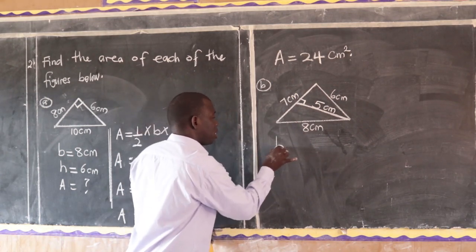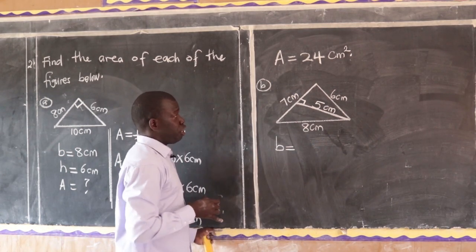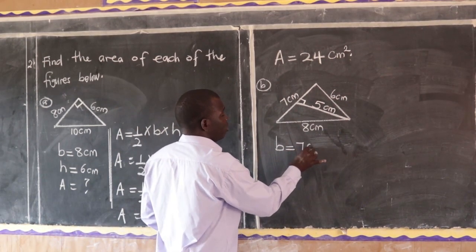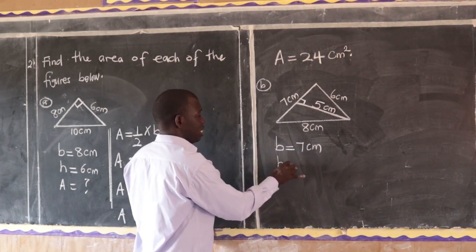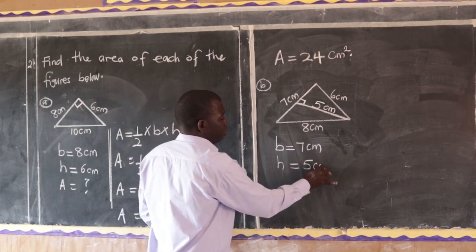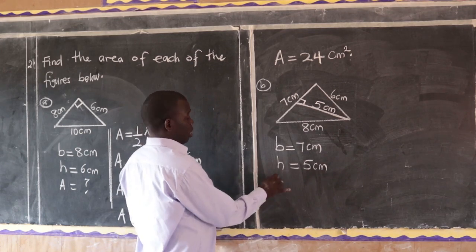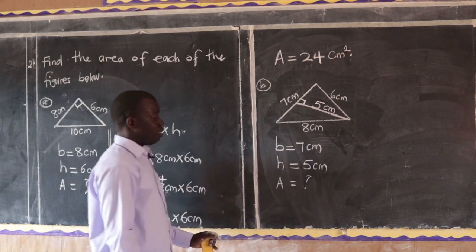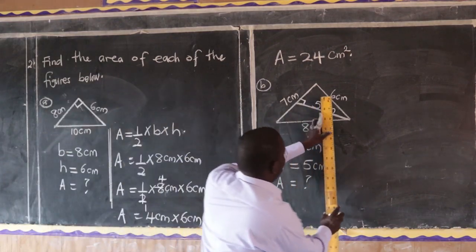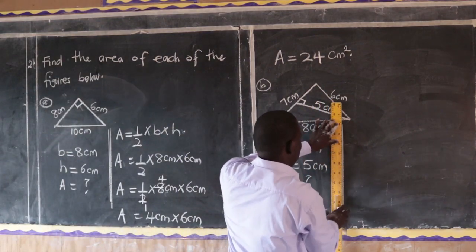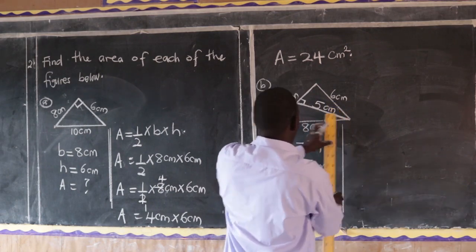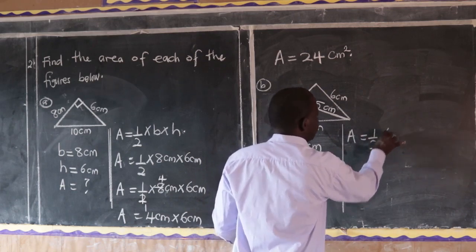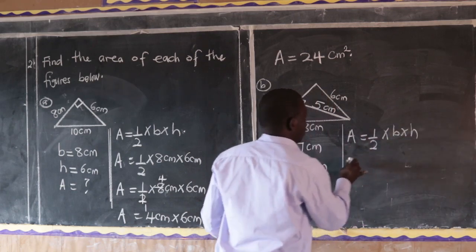So our base, if you are to substitute it, to identify it there as it is given, it is 7 centimeters. Then the height is 5 centimeters. What is the question asking you to find? It is talking about area. So after you have done that, go ahead and organize your work. Area of a triangle is a half times base times height.